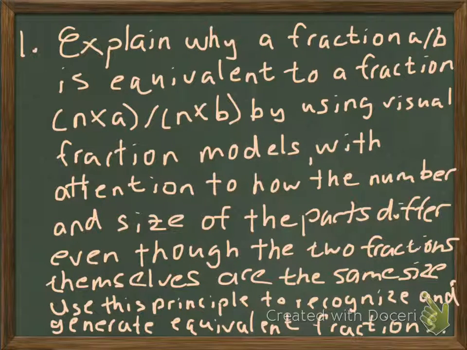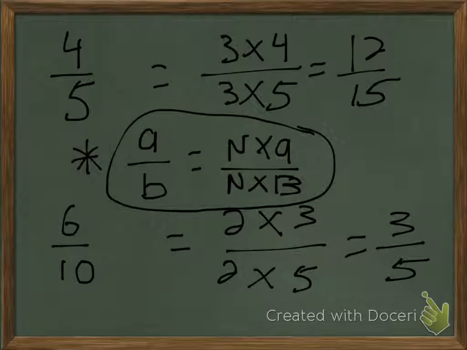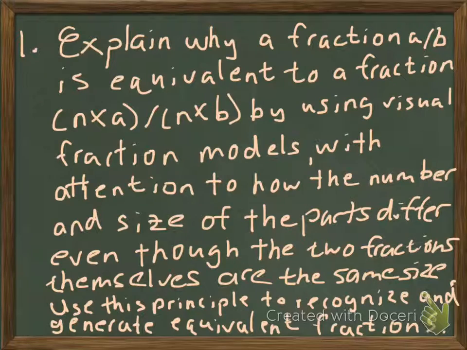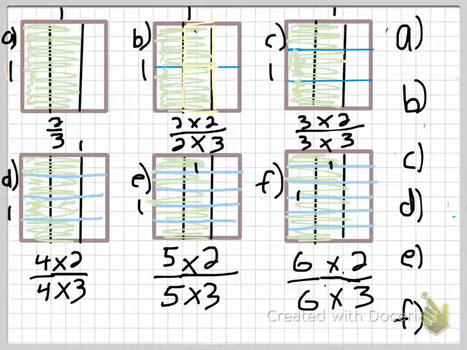So our goal here is to show that a over b equals n times a over n times b. And looking at specific numerical cases, 2 over 3 is equivalent to 2 times 2 over 2 times 3. 2 over 3 is equal to 4 times 2 over 4 times 3. And so on and so forth. So let's look at a visual model to see why that makes sense.